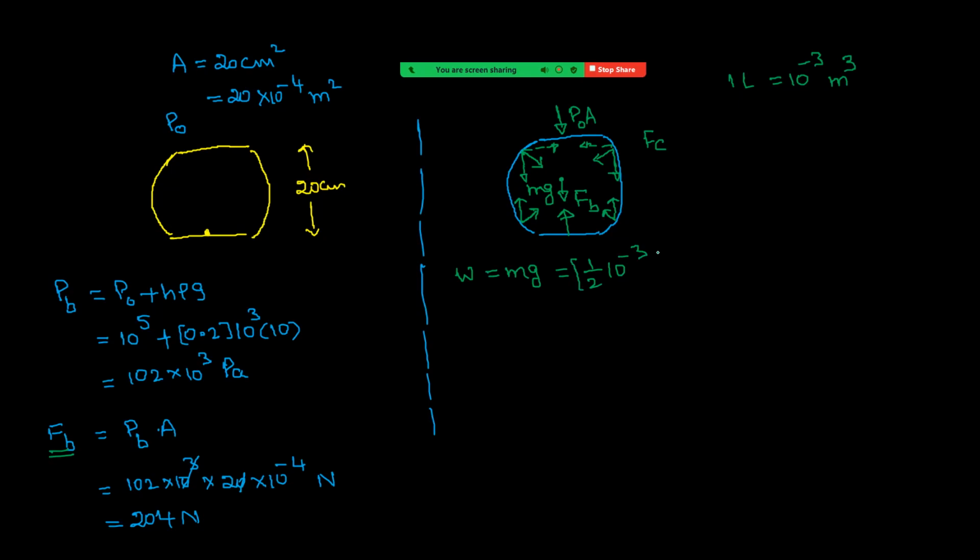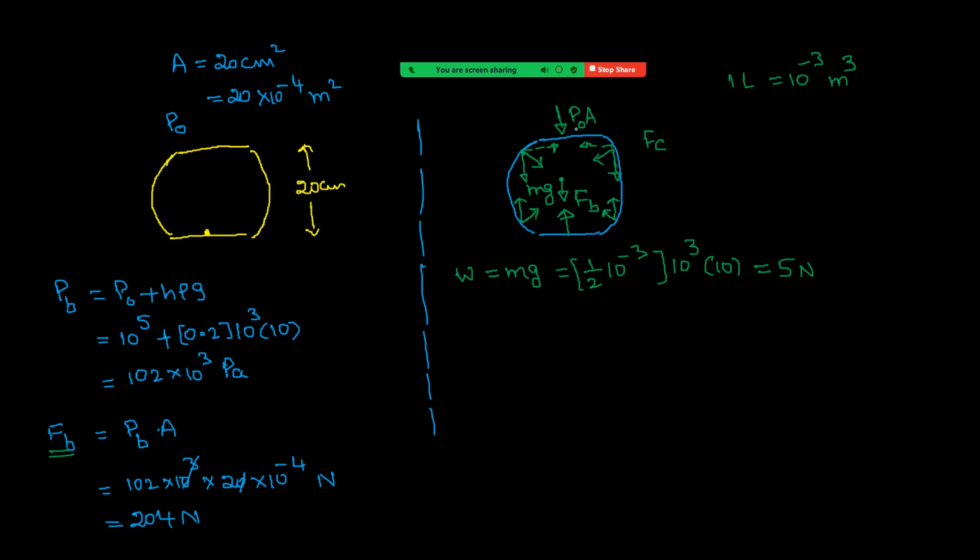That is the volume of liquid into density. Density of water is 1000. This gives us mass of water into g. This is giving us the weight of liquid. See how much? 10 power minus 3, 10 power 3 gets cancelled. 10 by 2, that is 5. It is 5 Newton, that is downwards. And you can see here this force is 204 upwards.